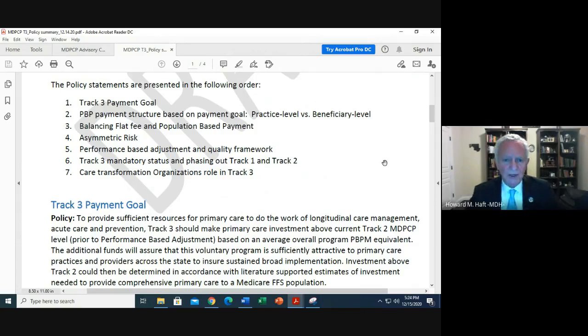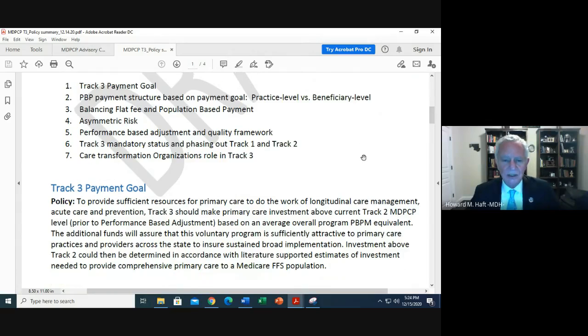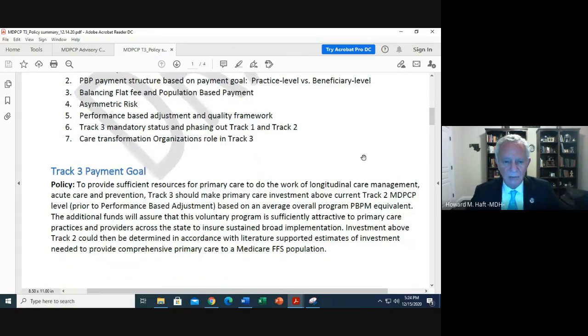We discussed Track 3 being a mandatory versus an optional status, and we'll talk about that. And I think our agreement was that we would phase out both Track 1 and Track 2 over time, and that Track 3, given all of the aforementioned policy pieces, could easily become the only way that practices are performing in the state. And then we talked about care transformation organizations' role in Track 3. So that was the broad overview. I'll pause there. We'll go through each of those serially.